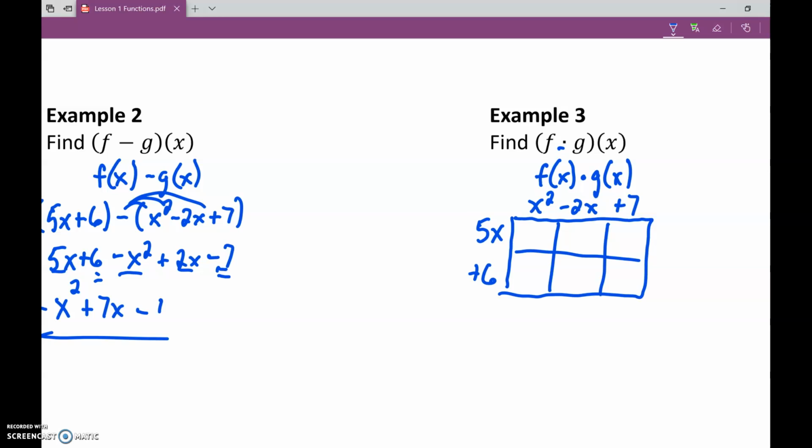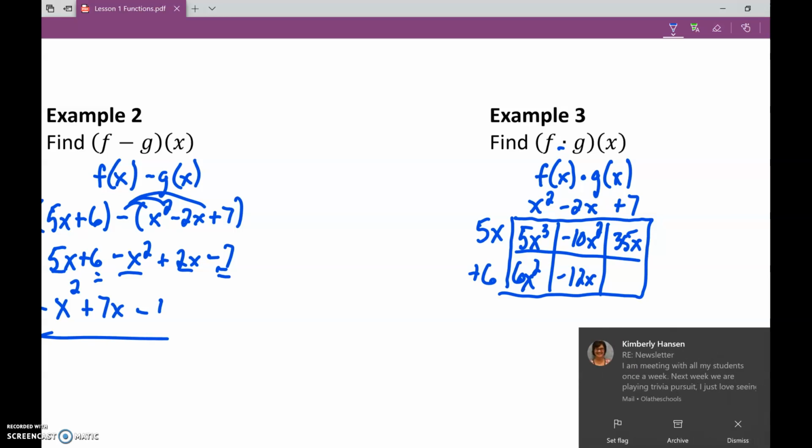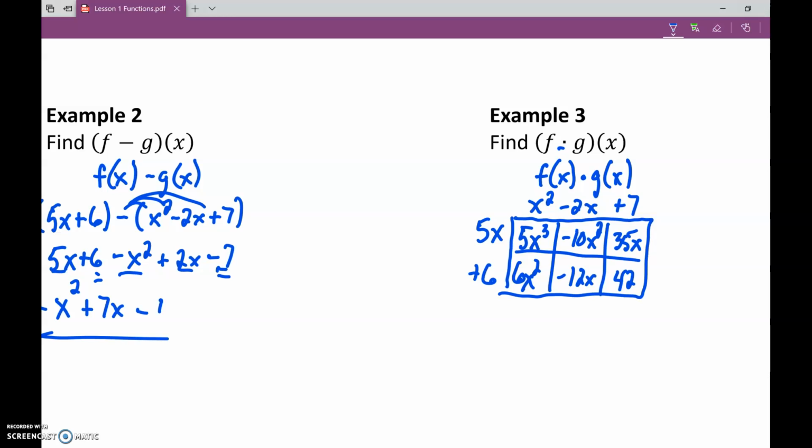So here would be 5x times x squared, 5x cubed. Here would be negative 2x times 5x, negative 10x squared. Here would be 7 times 5, 35x. Here would be 6 times x squared. Right here, 6 times negative 2x. And lastly, 6 times 7 is 42. And then remember, with your box method, your diagonals are like terms.